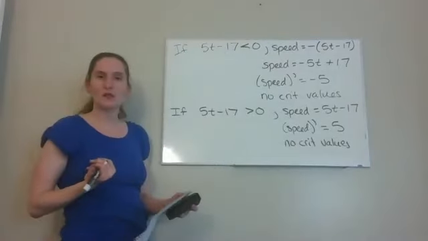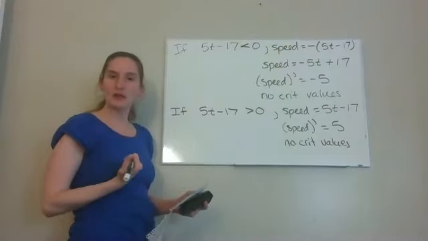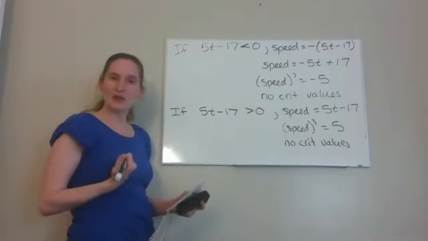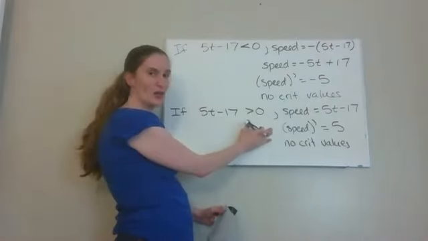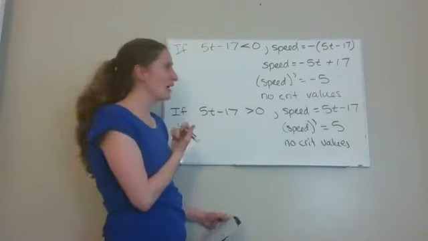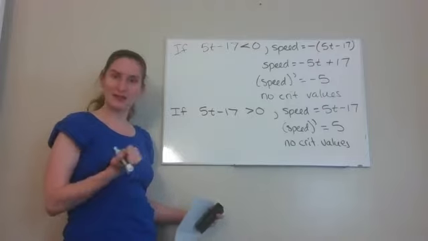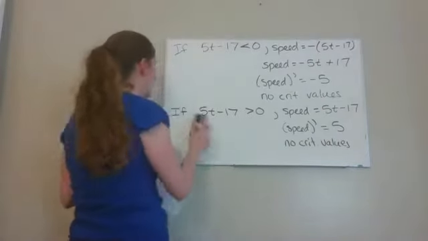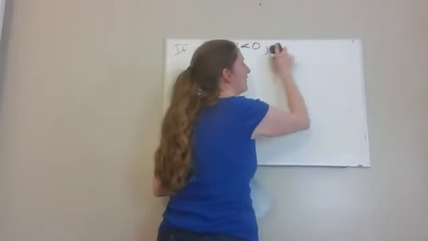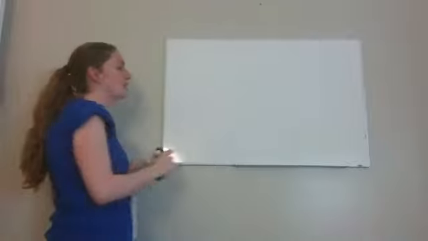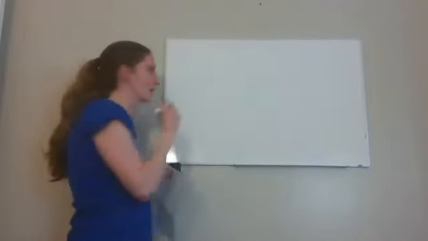The question though is, what happens when 5t minus 17 is equal to 0? Well, when I approach that from the right side, it looks like my derivative should be 5. But when I approach it from the left side, it looks like my derivative should be negative 5. That means my derivative does not exist at that point. Remember, the graph of an absolute value function looks like a V. And we know that a function is not differentiable at a sharp corner. So it's at that point that we have a critical value.